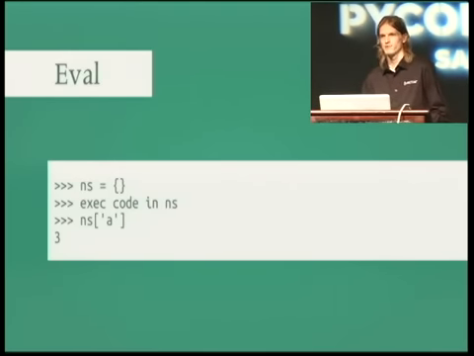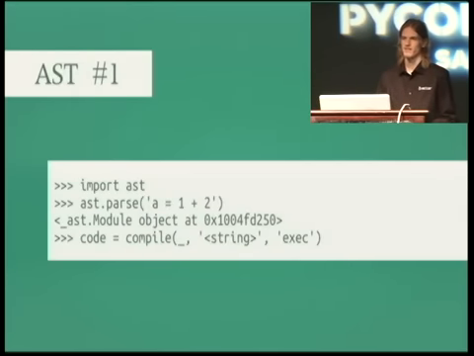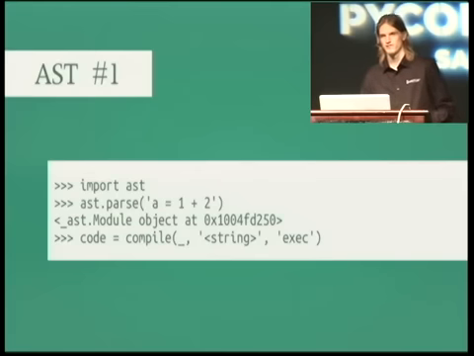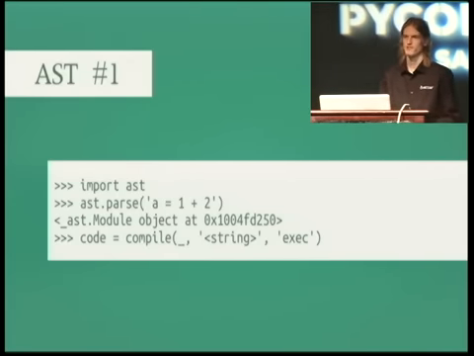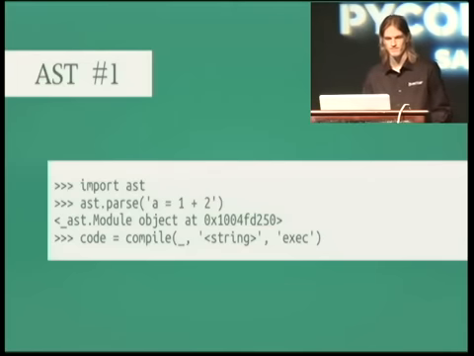When you have Python 2.6 or later, there is a better way to do this. You can create an AST object. There are two ways to do that. The first one is you can take a string and parse it into an AST tree. AST is short for abstract syntax tree.